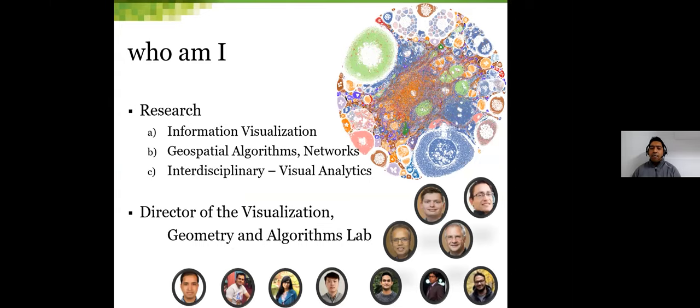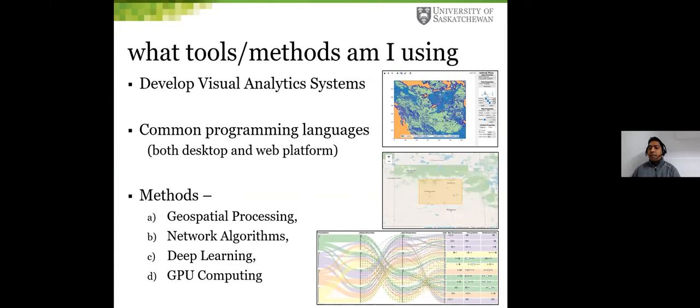And I'm the director of the Visualization, Geometry, and Algorithms Lab at the Department of Computer Science. And these are the collaborators. Some of the systems and pictures I'll be showing you today are the outcome of the collaboration. So what are the tools and methods I am using? Basically, we build tools and methods, not just using them. We call them visual analytics systems. So here are some examples.